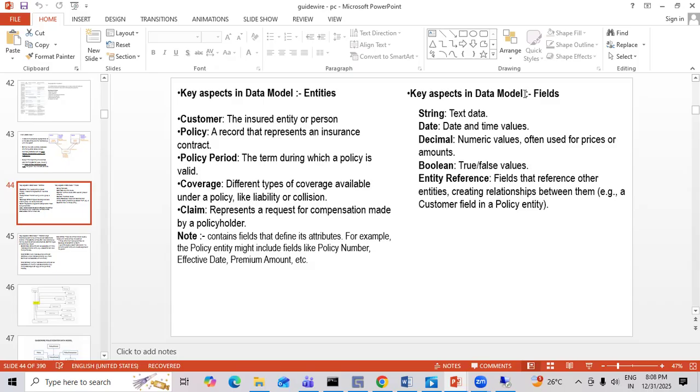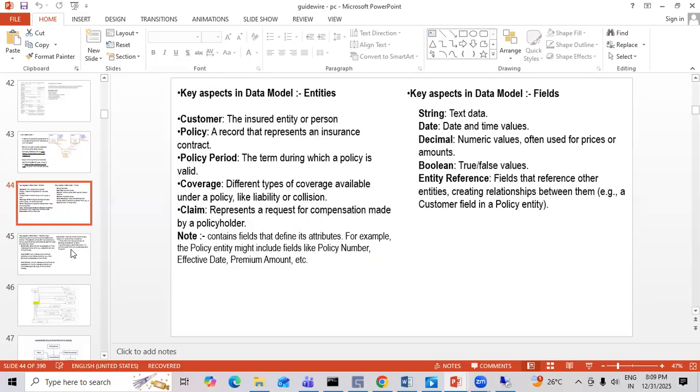Next, entity references. Reference means fields which are referenced for other entities, creating relationships between them. Understood? Clear now?